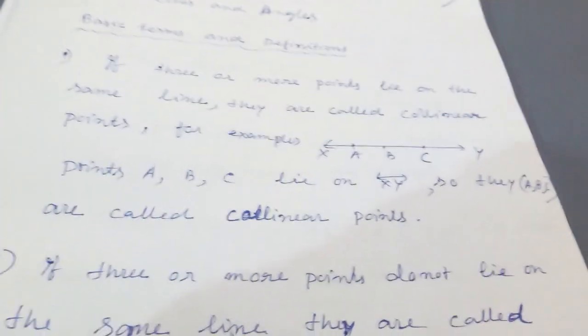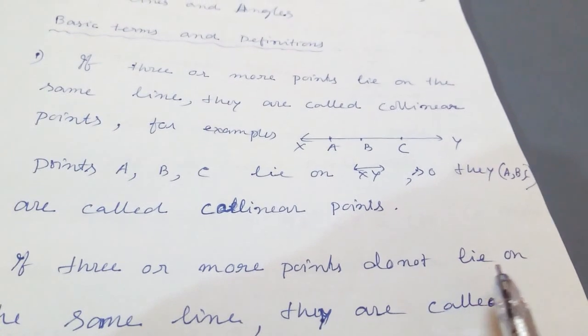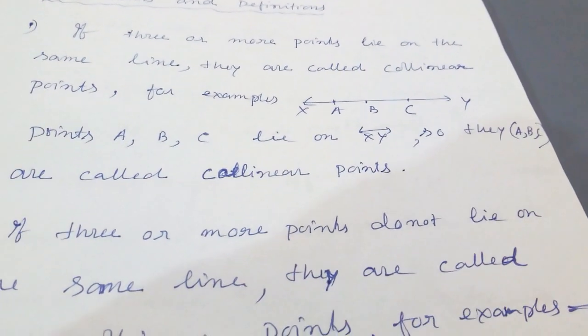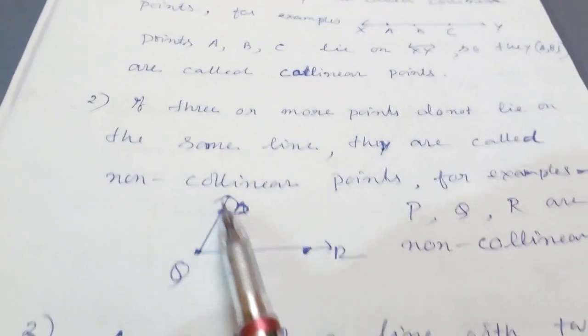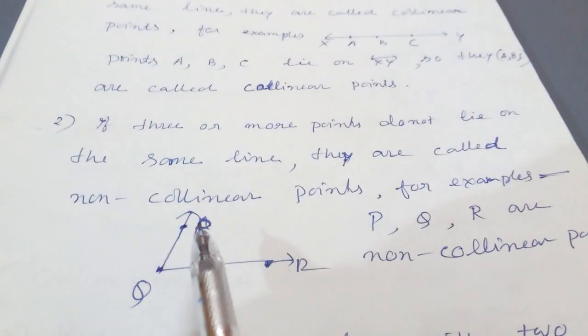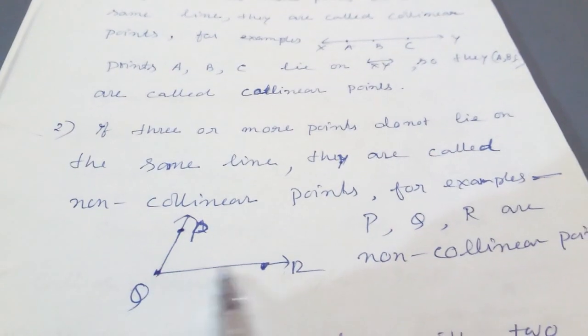If three or more points do not lie on a line, they are called non-collinear points. For example, P, Q, R are non-collinear points since they do not lie on one line.